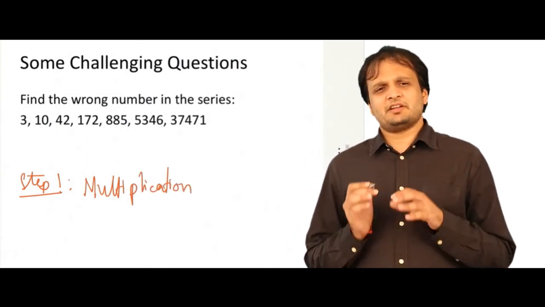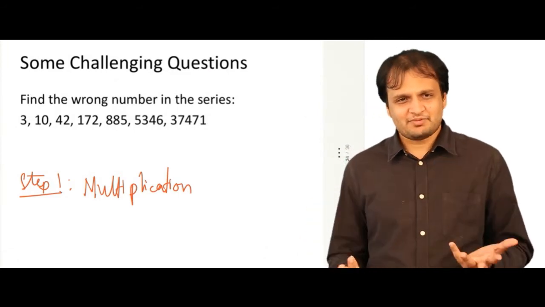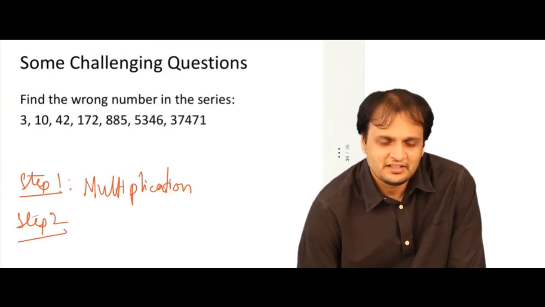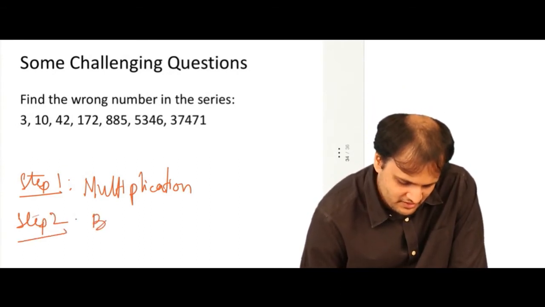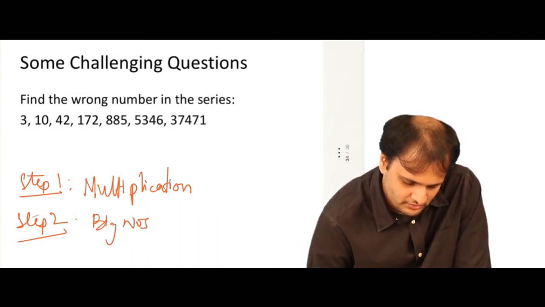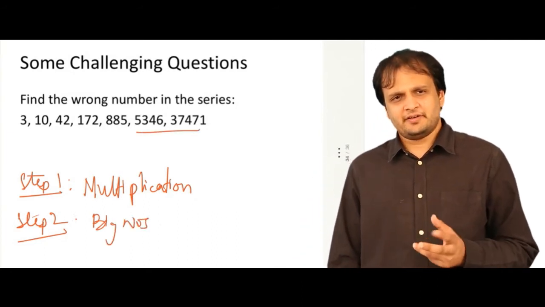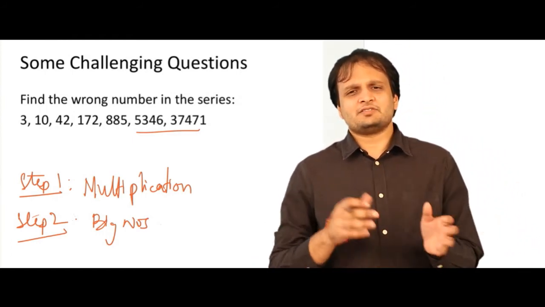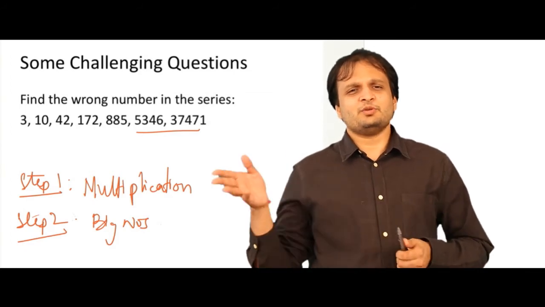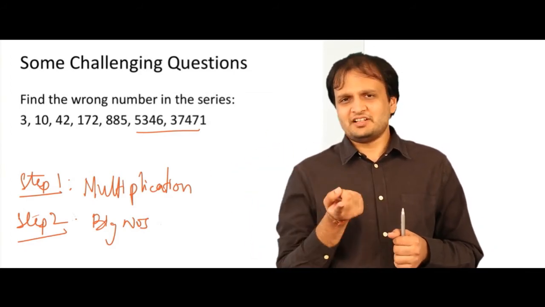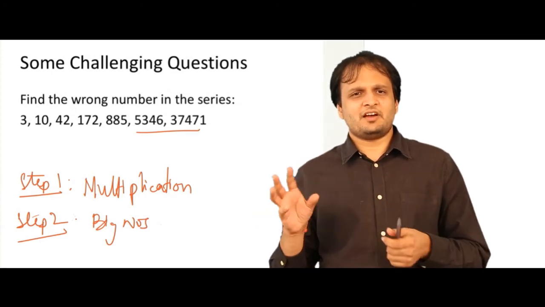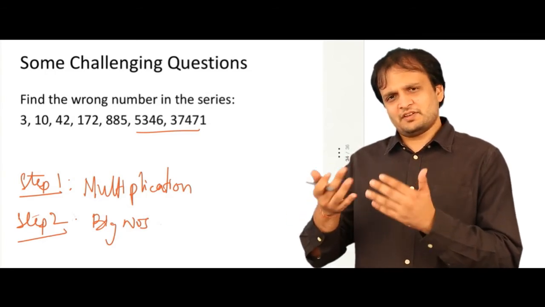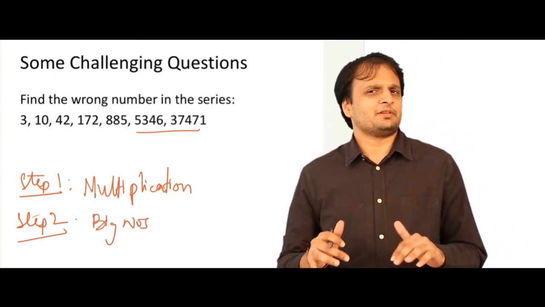Now that I know this is a multiplication series, again I have to start working on the gaps. So step 2, what gap will I work with? The smaller numbers or the bigger numbers? Of course the bigger numbers. So let's start with big numbers. 5,300 and 37,400. What will be the relation? Let's say 5,000 and 37,000. 5 into 7 is 35, correct? So 5000 into 7000 will be around 35,000. So I can try it with multiply by 7. If it doesn't work, if it is more, then we can go a little less. Then we'll try multiply by 6.